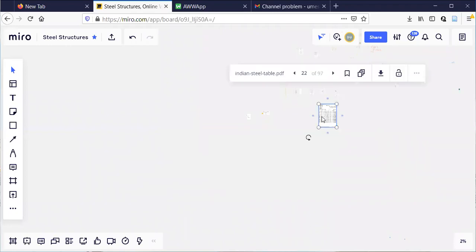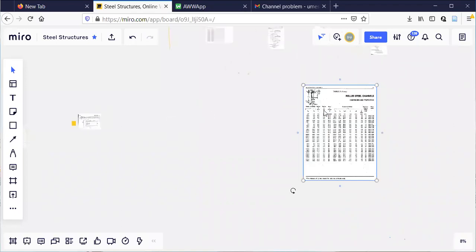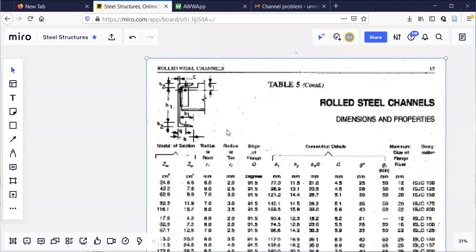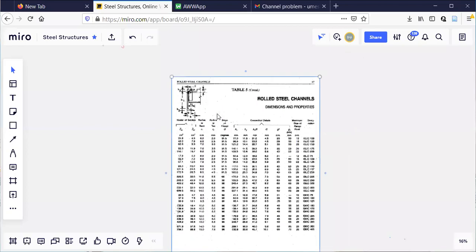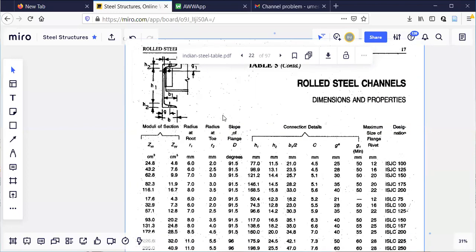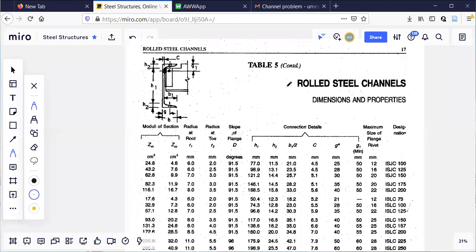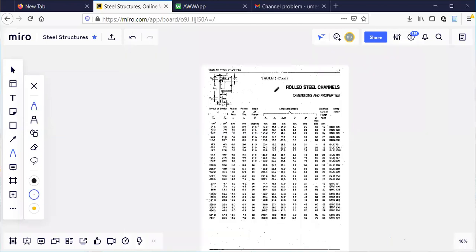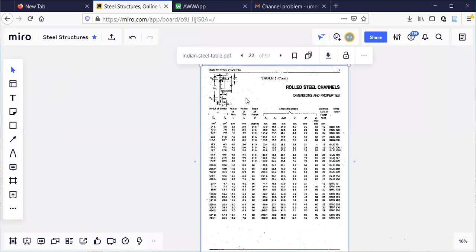So I'm having this steel table book here. 97 pages are there. I have searched these channel sections, rolled steel channels. I started searching. It was on page 22. See this. This is the page. I think you can see this one, no? Anyway. See, this is page number 22.